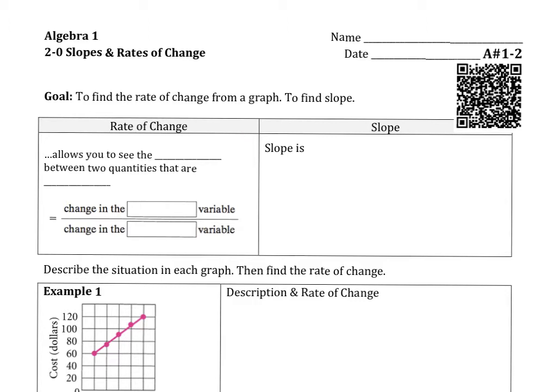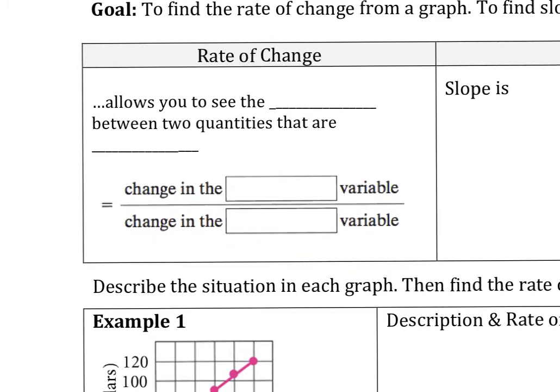What we are going to be looking at is an introduction to Chapter 2, which is linear equations, and we are going to look at slopes and rates of change. So our goal for today is to find the rate of change from a graph, and we're also going to find slopes. So let's define a few things first and foremost.